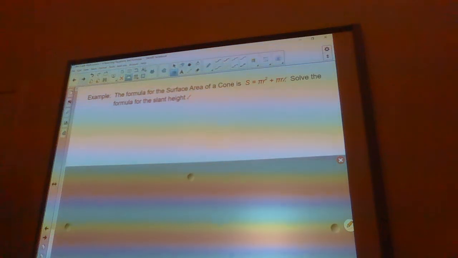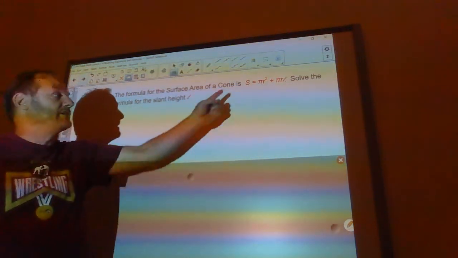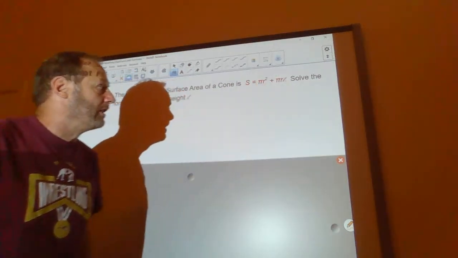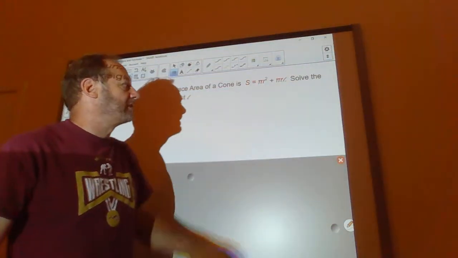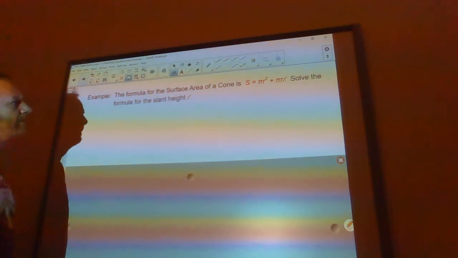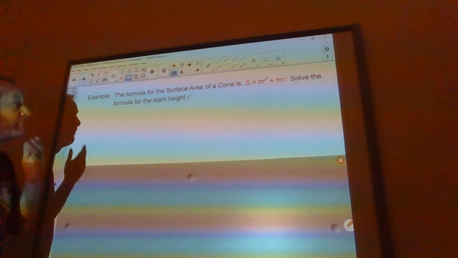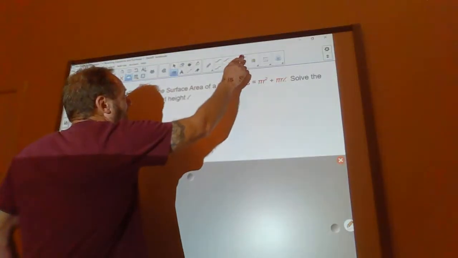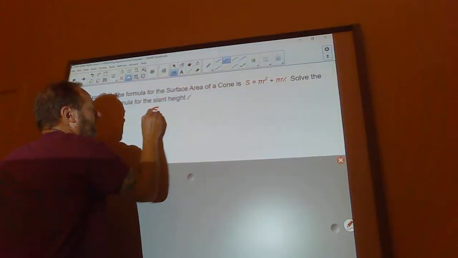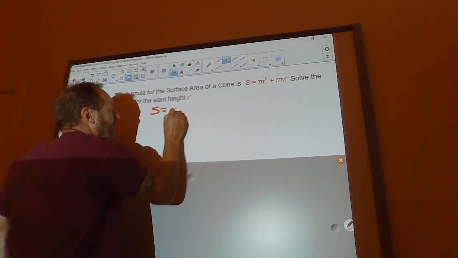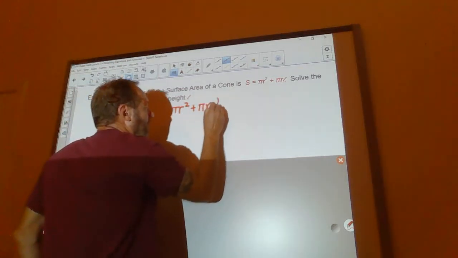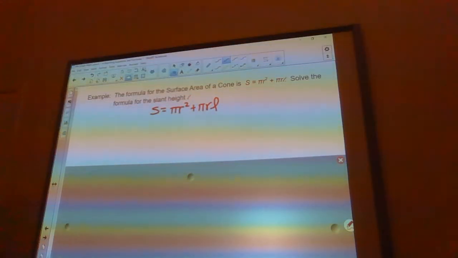All right, the formula for surface area of a cone is S equals pi r squared plus pi r L. That's a script L right there. It kind of looks like a long E. Solve the formula for the slant height L. Okay, so we need to get this L all by itself. So we're going to start out, I'm going to rewrite this equation. So it's pi r squared plus pi r L. It's supposed to be a cursive L.